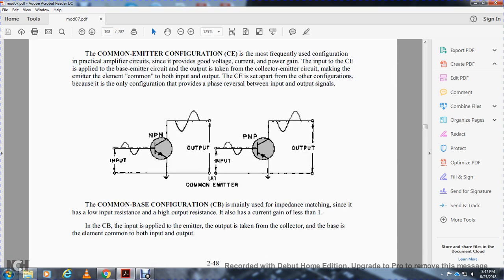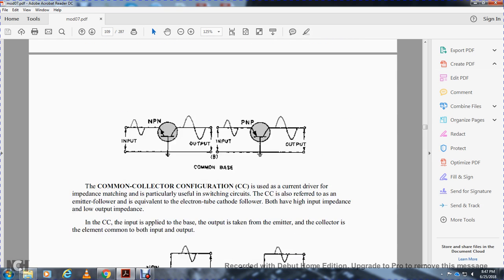The common base configuration is mainly used for impedance matching since it has low input resistance and high output resistance. It is also a current configuration with a gain less than 1. The common base input is applied to the emitter, with the output taken from the collector, and the base is the element common to both the input and output. And then you have the common collector configuration.